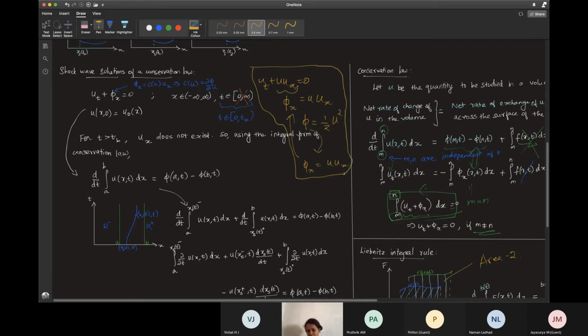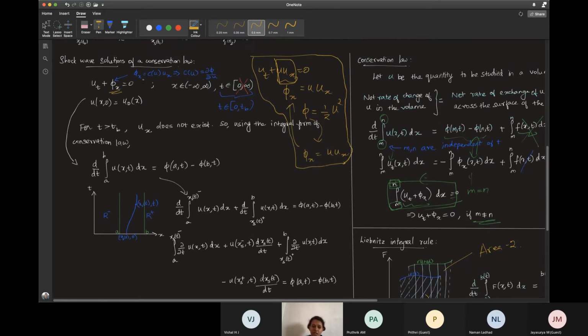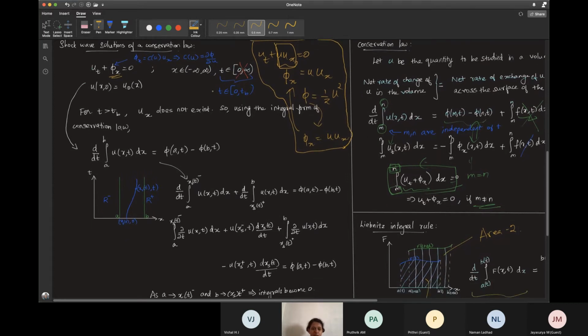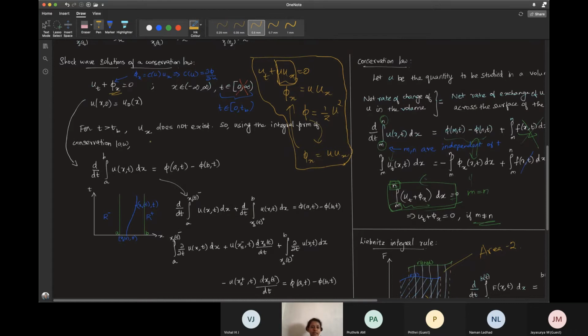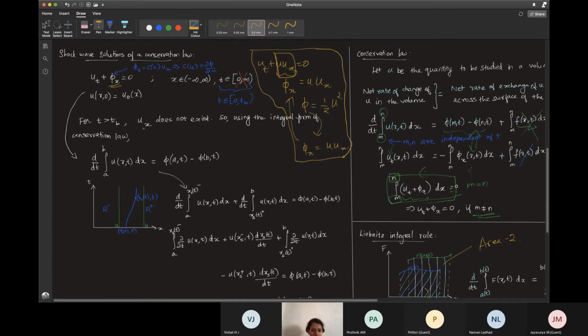Any equation that we saw last time, whatever the form we had over here, can be written as just phi_x in general, like this. So we just consider some general case, u_t plus phi_x equals 0. So for any time t greater than t_b, which is the breaking time, u_x does not exist. This we saw last time.